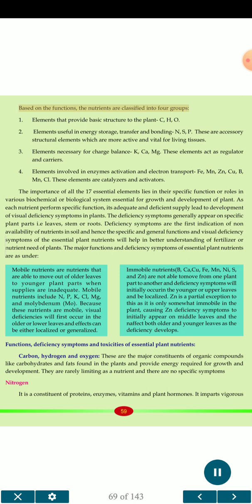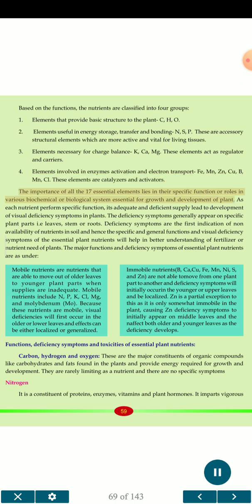Based on the functions, the nutrients are classified into 4 groups. 1. Elements that provide basic structure to the plant: C, H, O. 2. Elements useful in energy storage, transfer and bonding: N, S, P. These are accessory structural elements which are more active and vital for living tissues. 3. Elements necessary for charge balance: K, Ca, Mg. These elements act as regulators and carriers. 4. Elements involved in enzyme activation and electron transport: Fe, Mn, Zn, Cu, B, Cl. These elements are catalyzers and activators.